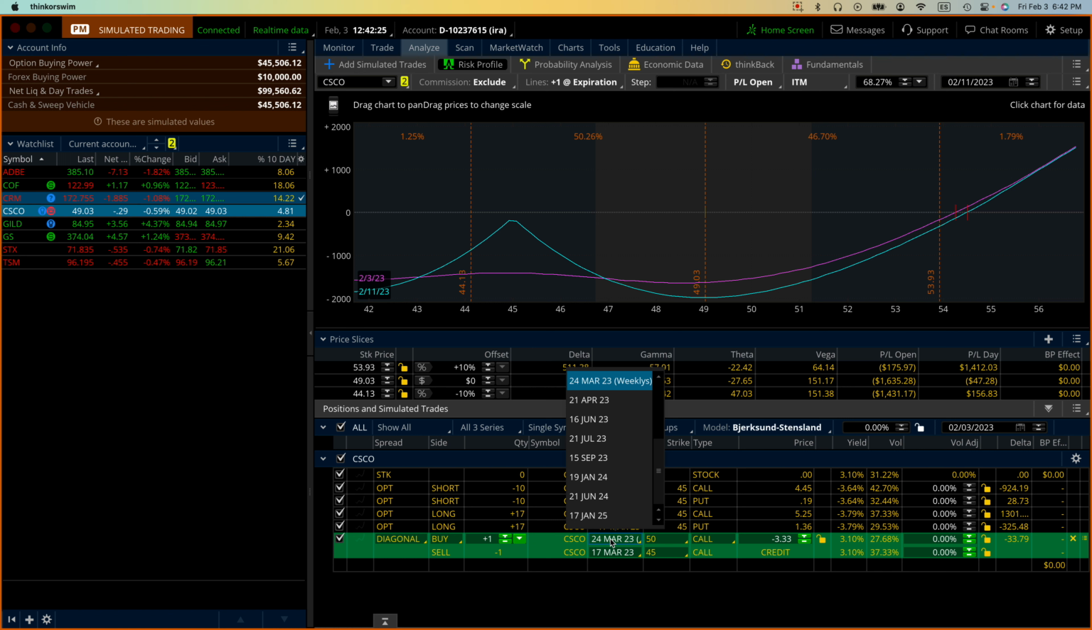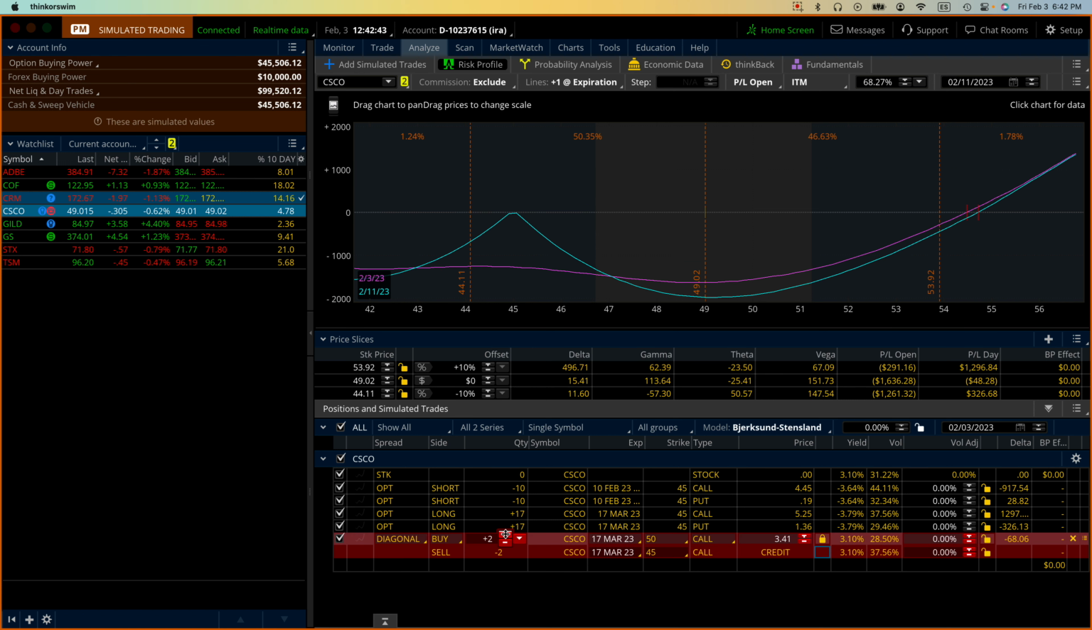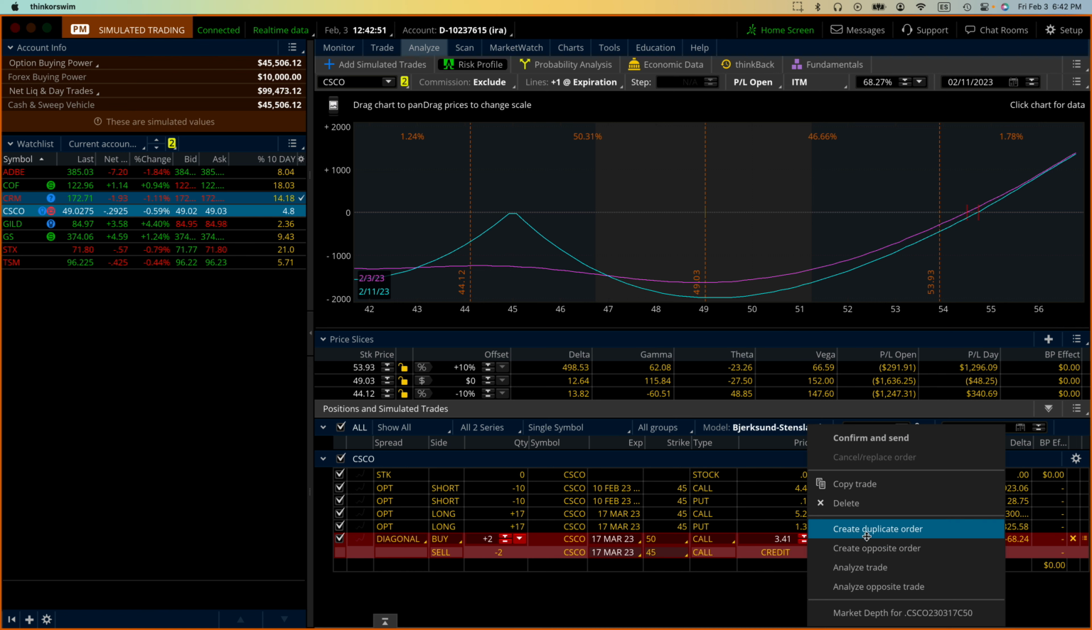Okay, to begin with, same expiration. 341 sounds good, and my delta is still a little high. So I can sell another one. Roll 2. Yeah, 15 sounds good. Okay, so let's recover some money on that one too.